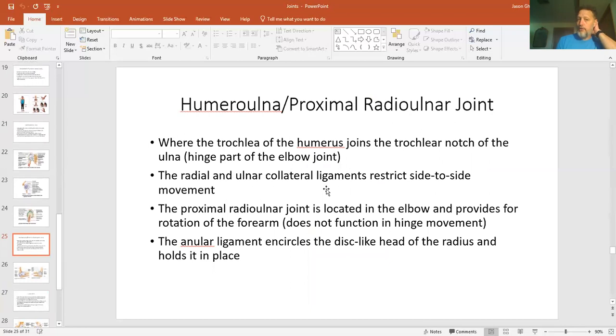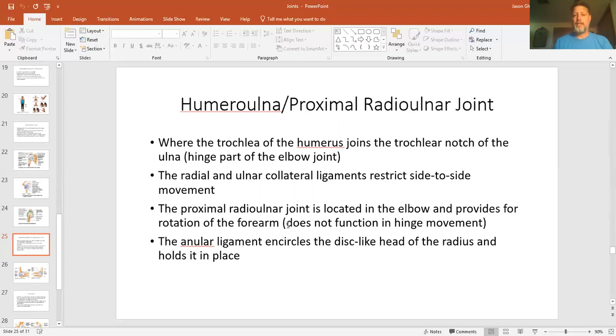All right, now we're on to the humeroulnar and proximal radioulnar joints. We're at the elbow. Again, because humerus and ulna is the elbow, and then you have the radioulnar joint, and that's for that rotation. All right, so the radioulnar ligaments restrict side-to-side movement. The radioulnar joint is, again, where the elbow provides the rotation for the forearm. It is not part of the hinge function, which is the elbow.